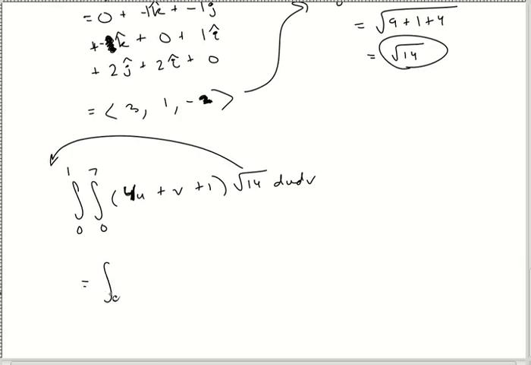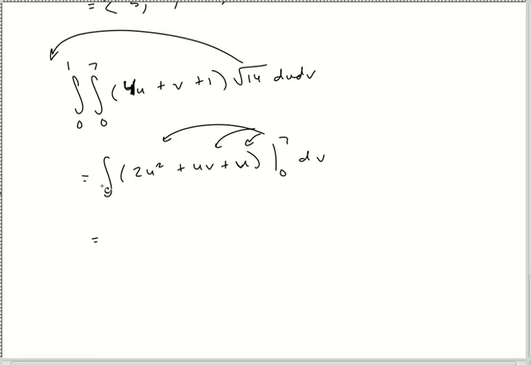Let's go ahead and integrate in terms of u. And so then we get 2u squared, a uv plus a u, from 0 to 7. Obviously, the 0 is going to cancel. The 7 is going to be important to us. Oh, there's a square root of 14 right there. Sorry about that.